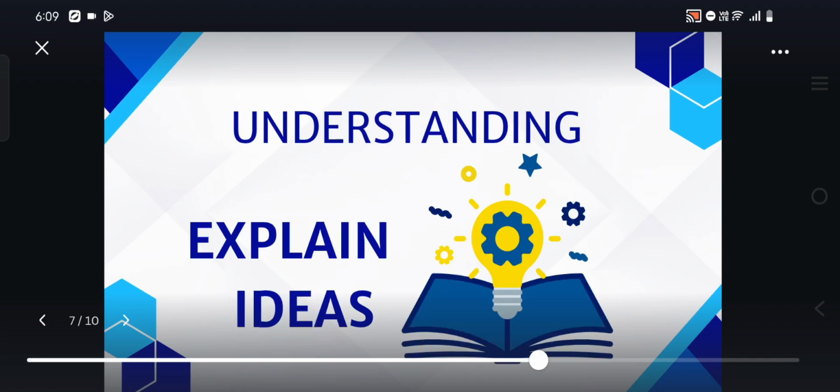The second to the last cognitive level is understanding. So, understanding means students grasp the meaning of ideas and can explain them in their own words. They interpret concepts and connect new knowledge to what they already know.